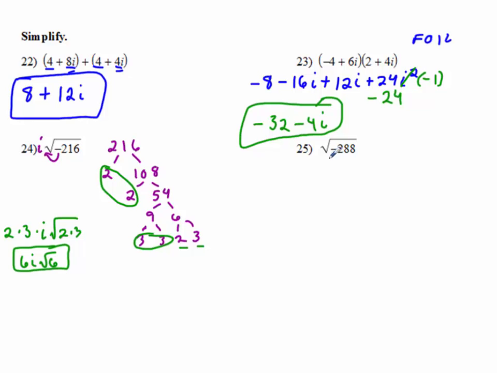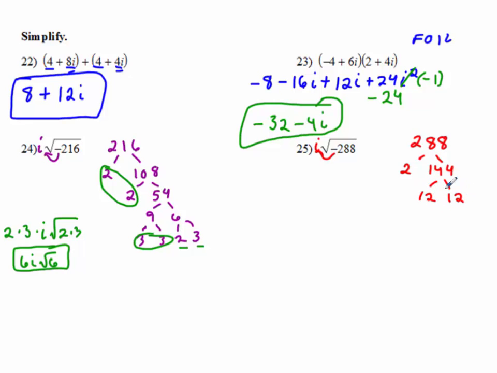$25, we know there's going to be an i on the outside because of the negative. When I do the factor tree for this, again, it's a big number, so I'm going to divide it by 2 and I get 144. Hey, what times what gives you 144? 12 times 12.